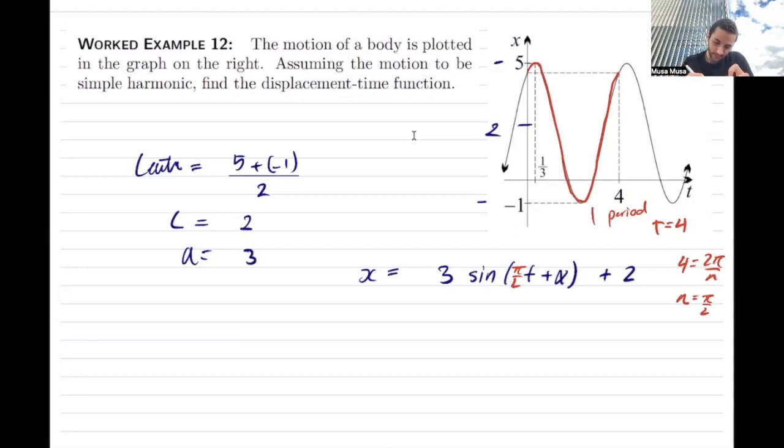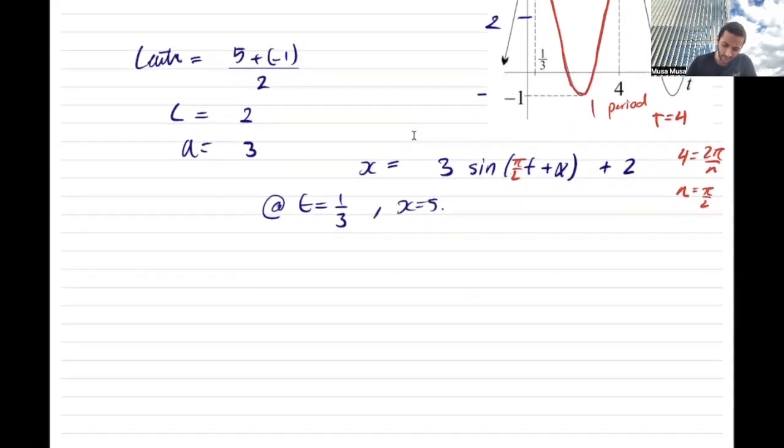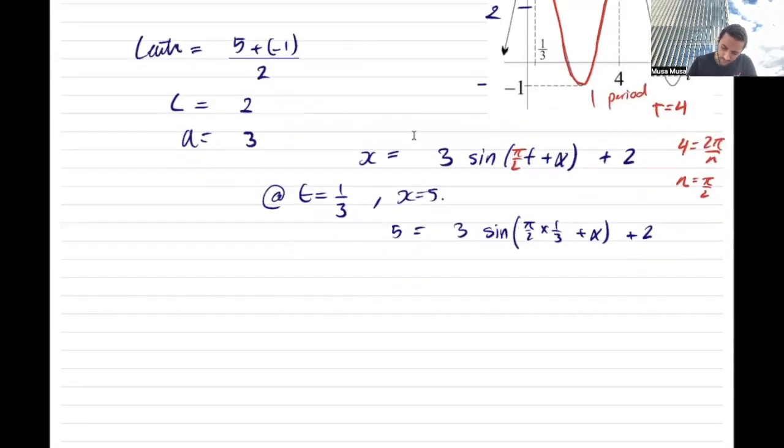Perfect. Now it's saying at t equals 1 on 3, the x value equals 5. Perfect. So let's just sub this in. 5 equals 3 sine (pi on 2 times a third plus alpha) plus 2. Good. Minusing 2 gives 3 equals 3 sine of that.